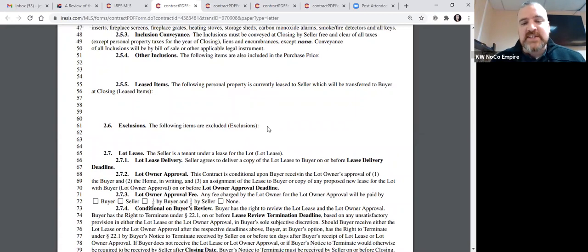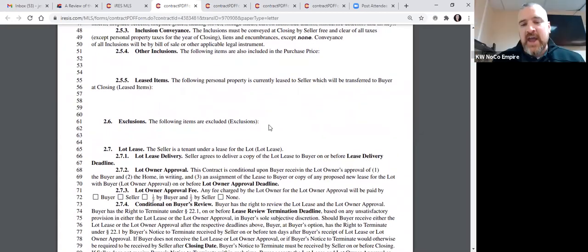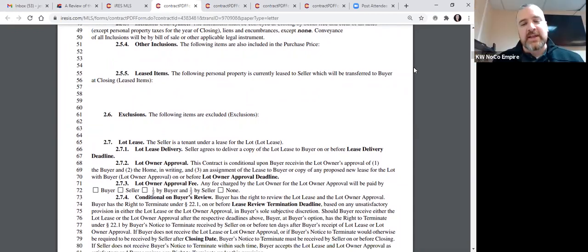the manufactured home itself is personal property, okay? So if you put that the seller's personal property is going to be excluded in a contract where you are purchasing the seller's personal property, then you've got conflicting information in your contract that could create trouble, okay? So be careful about putting that in there.